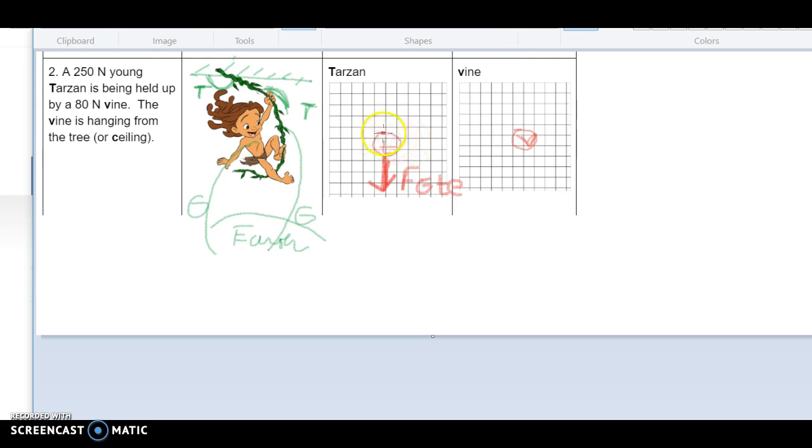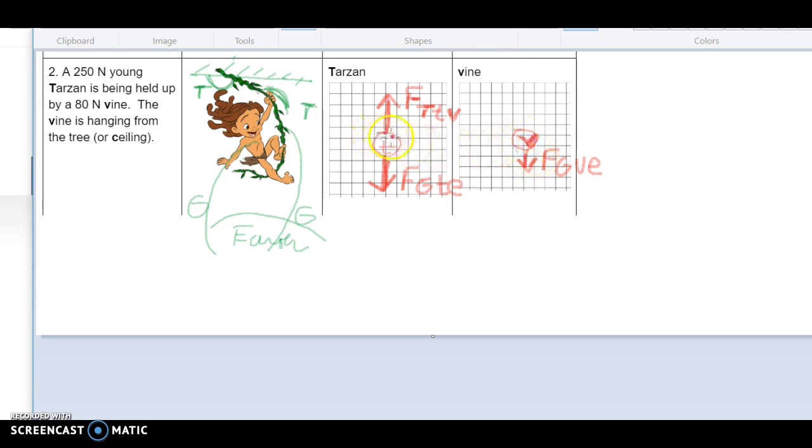Then up, Tarzan is going to have a tension force, so force tension on Tarzan from the vine, because he feels pulled up by the vine. All right, so let's look at the vine. The vine is also going to have a gravity, so let's do F, G, V, E, vine, earth. Now let's see what else the vine is feeling.